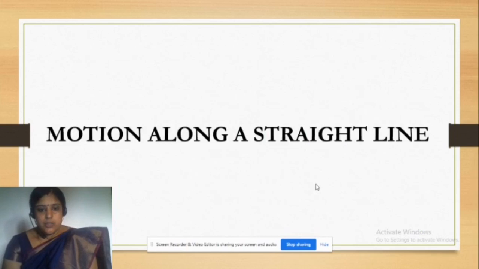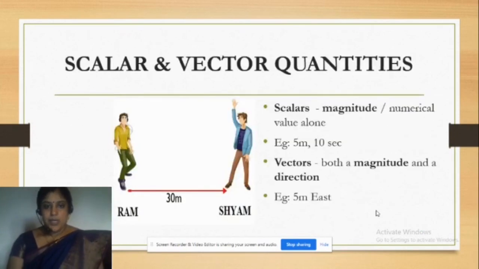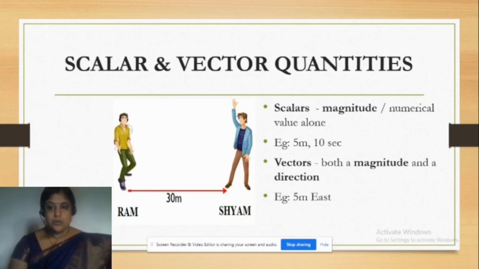So today in this class we will be discussing motion along a straight line. Before that, you have to know what is a scalar and what is a vector quantity. Basically, physical quantities are classified into two: scalar and vector quantities. Scalar quantities are those physical quantities which can be represented by magnitude or numerical value alone, whereas vectors are those physical quantities which are represented by both a magnitude as well as a direction.